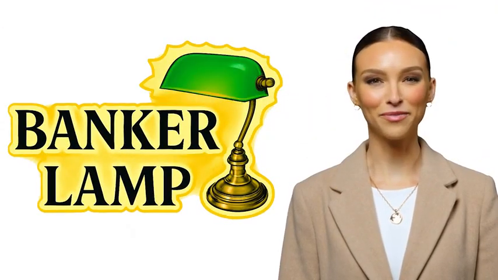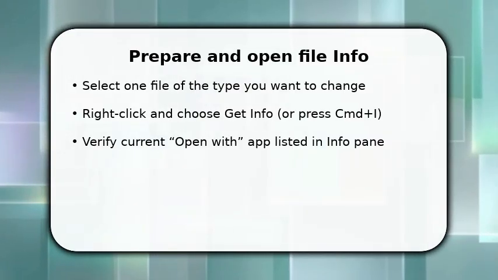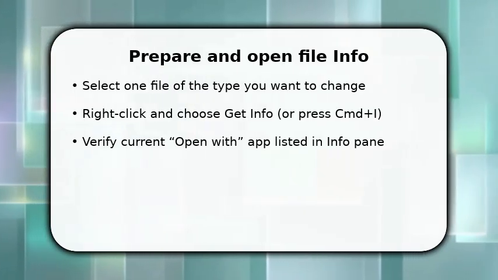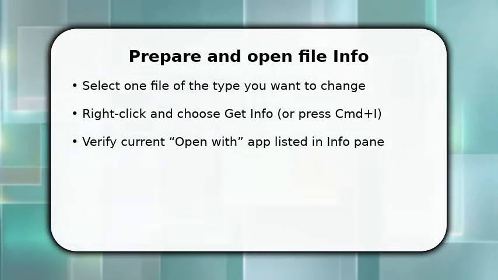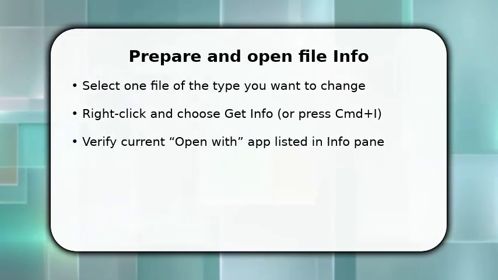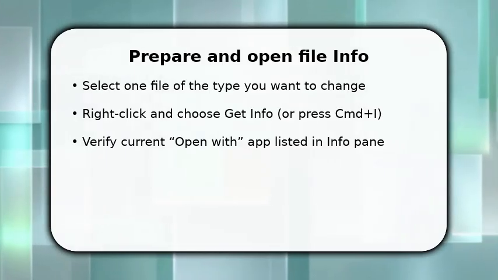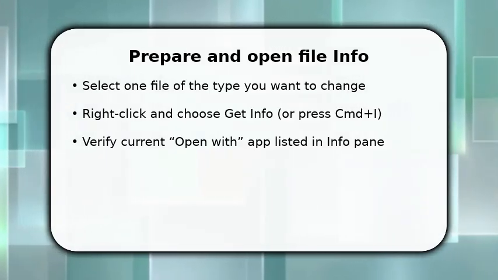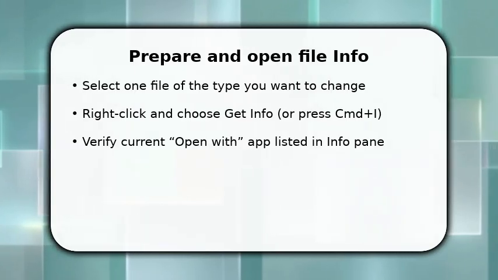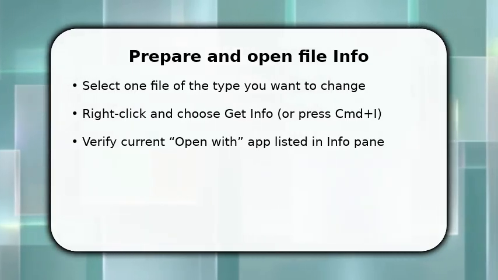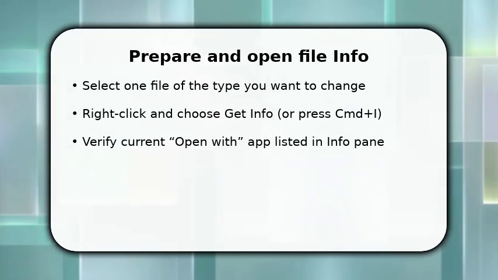Please enjoy the video. You start by picking a representative file of the type you want to change. This avoids guessing. Right-click that file and choose Get Info, or press CMD+I to open the inspector. In the Info window, locate the Open With section and take note of the current app. If it's collapsed, click the small triangle to expand. Once you see the app, you're ready to pick a new default.